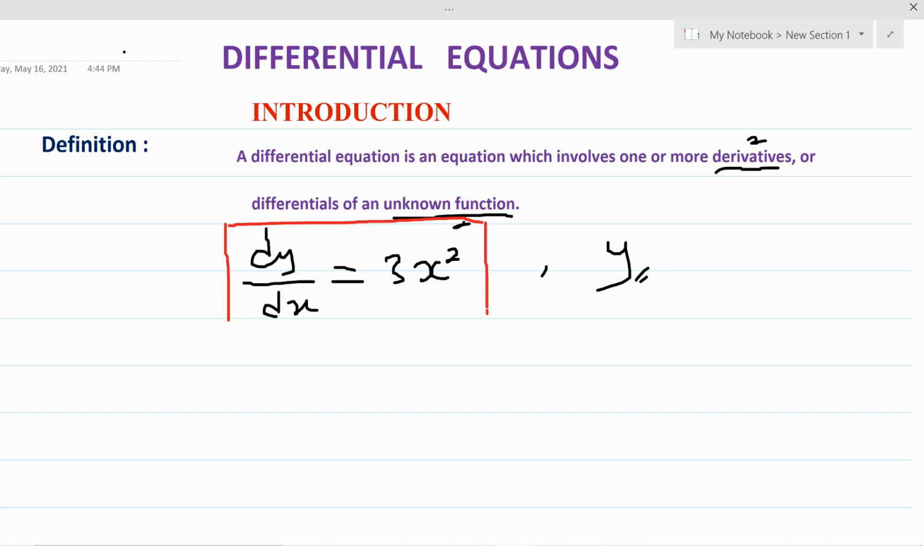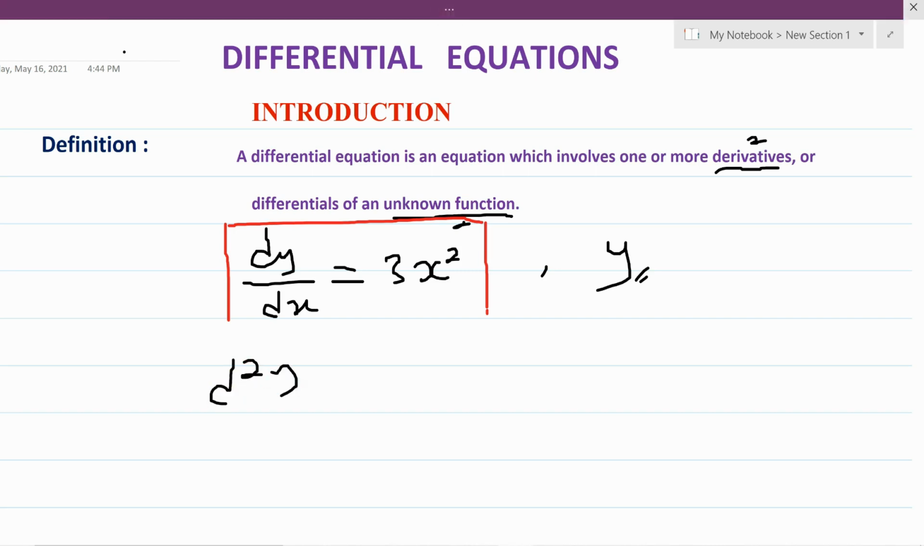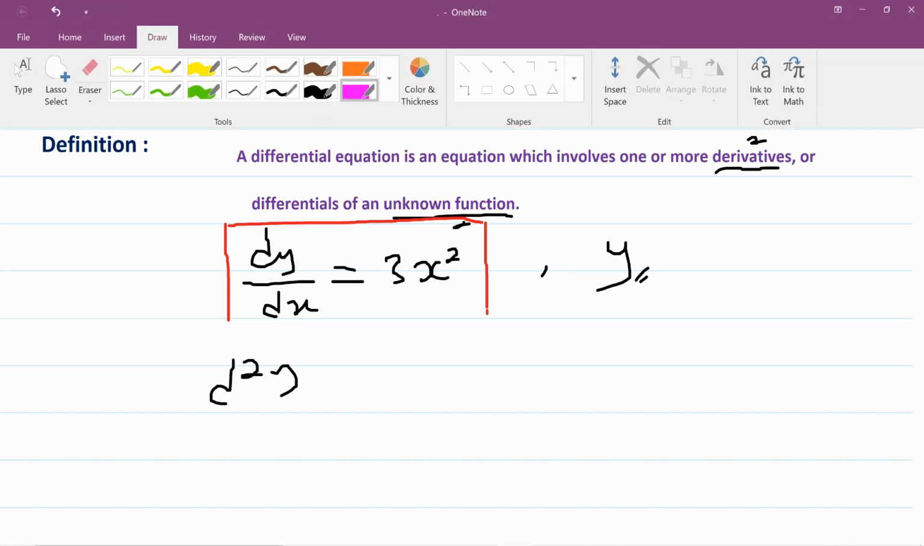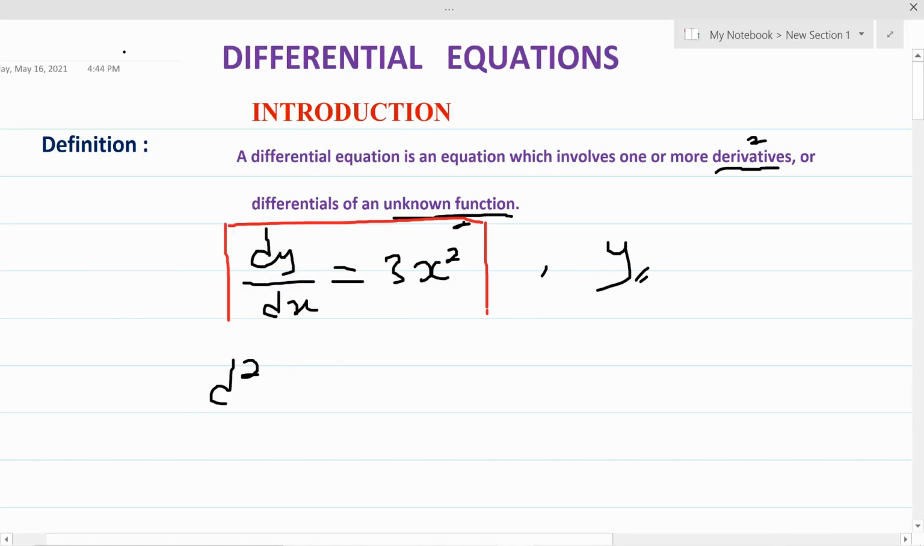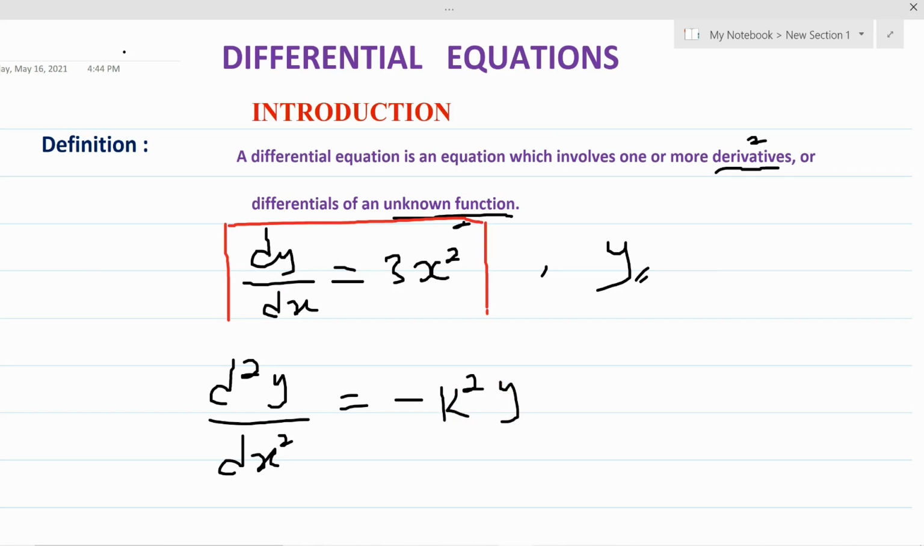Mind you, there are other examples that I can give. I want to give an example and explain some terms here. So let's say I give this example as d squared y/dx squared is equal to, say, negative k squared y minus, let's say, 2x. In this equation you can see that there is an x here and there is a y in this.